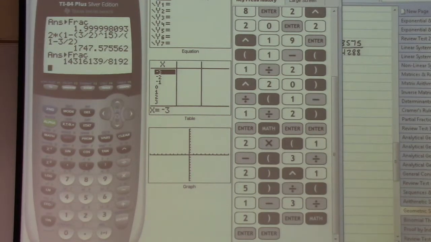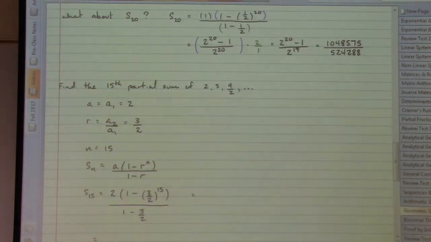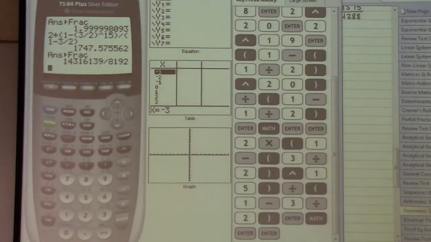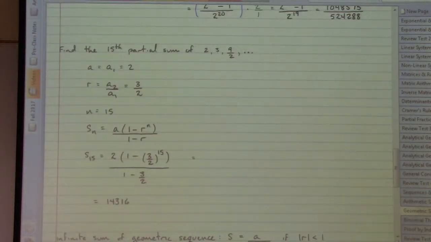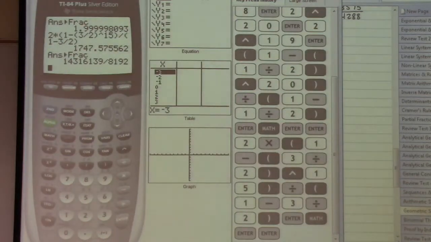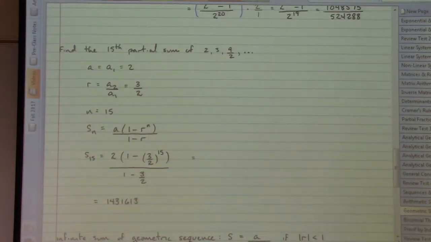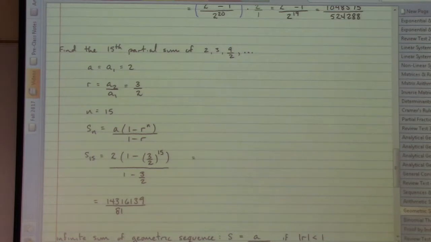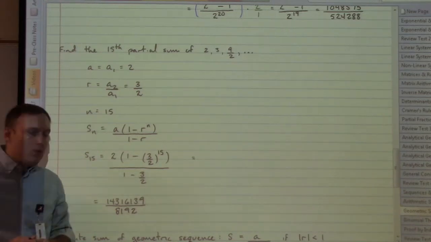143,16139 over top of 8192. Now, yes, it is very fortunate that our calculator does that for us.